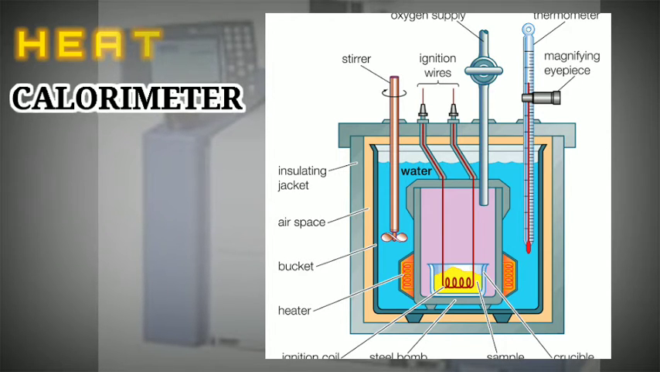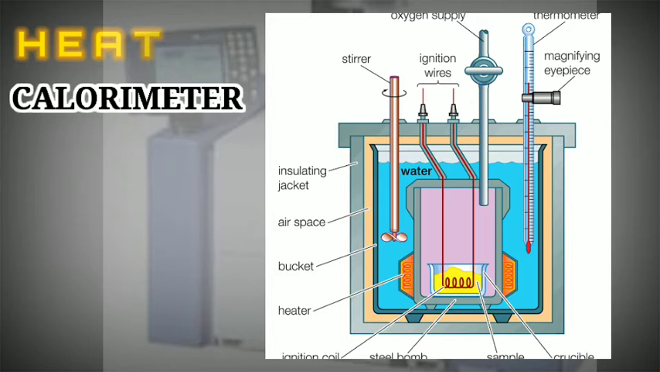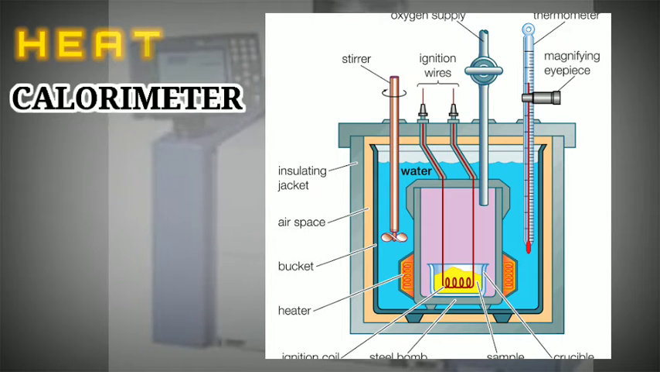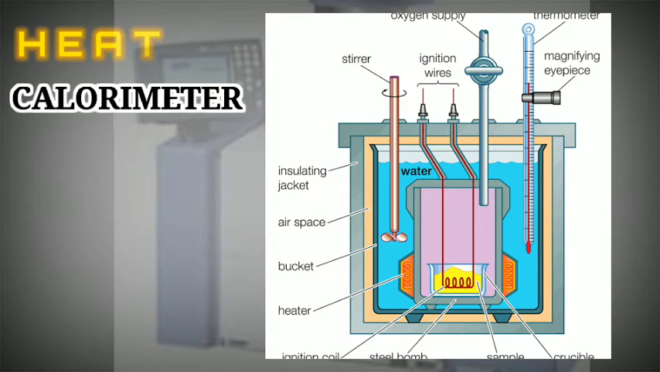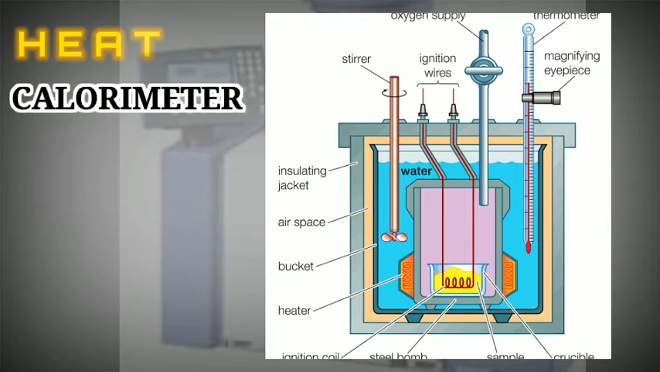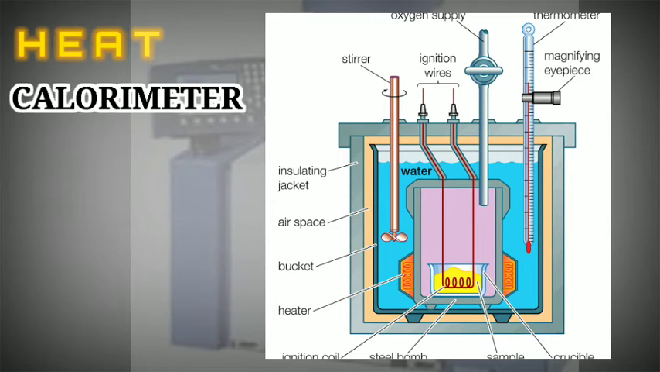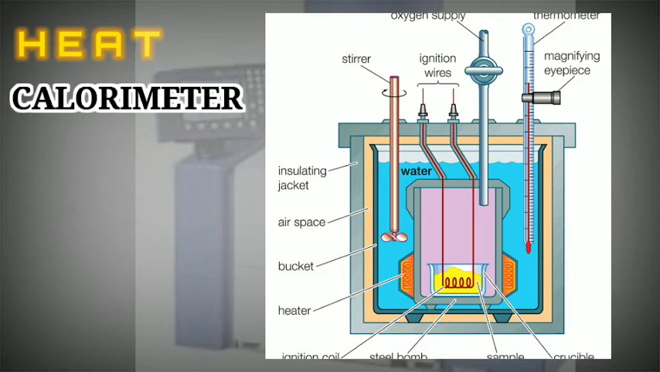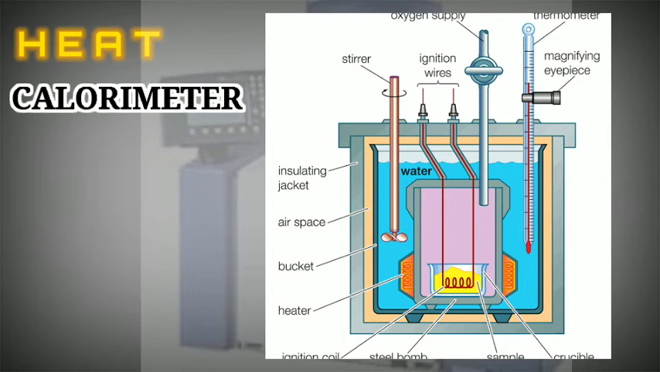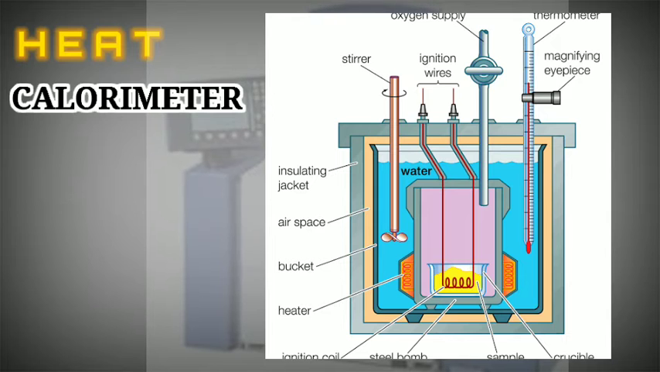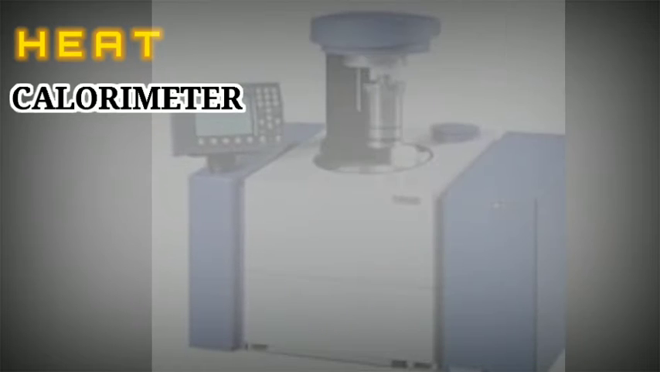A stirrer is inserted through another hole for stirring the content. The vessel is filled with liquid which is heated by passing electric current through a heating element. Using this device, we can measure heat capacity of the liquid in a container.